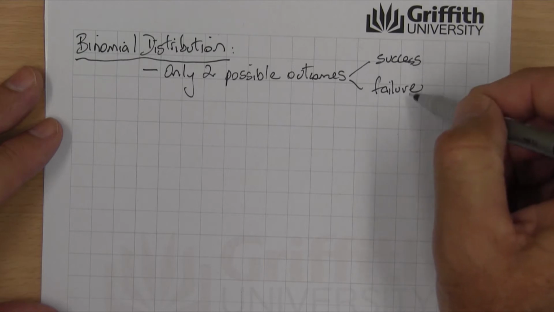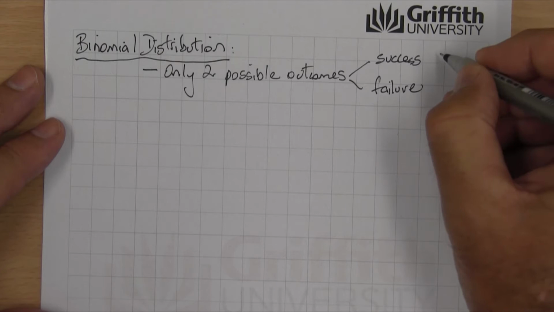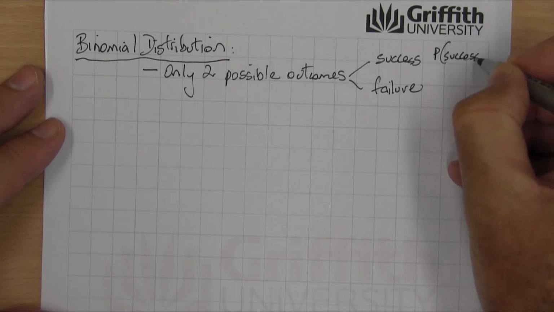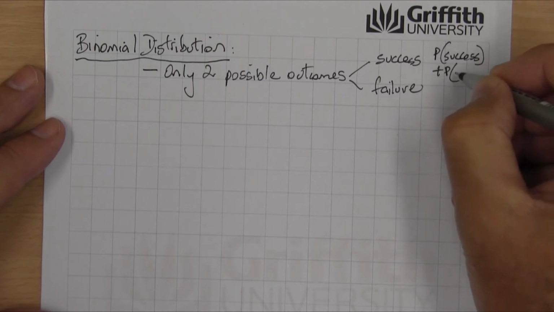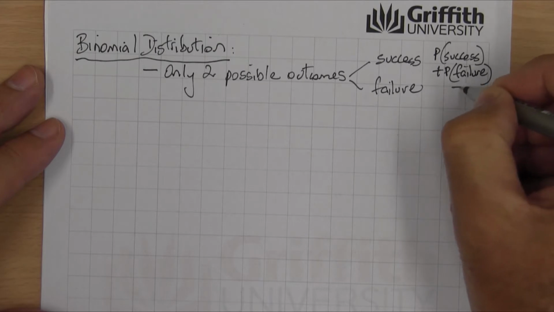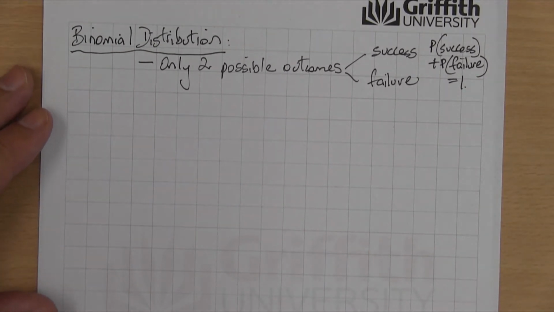Now, with only two outcomes, probability of success, probability of failure, you know that the probability of a success plus the probability of a failure has got to be equal to 1. There are only two possible outcomes, a success and a failure, so when you add the probability of each of those, you're going to get 1.